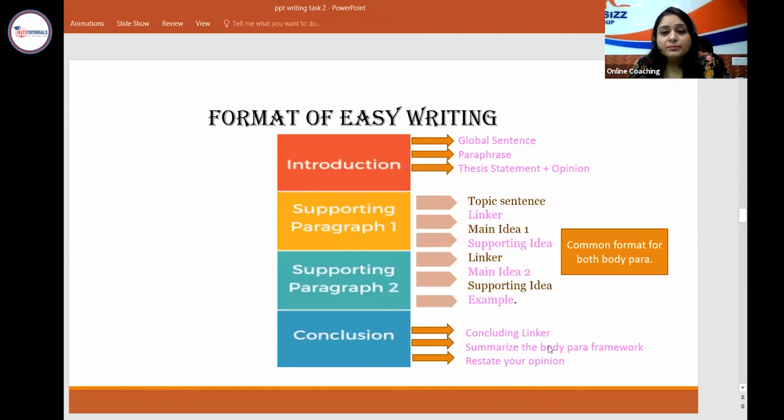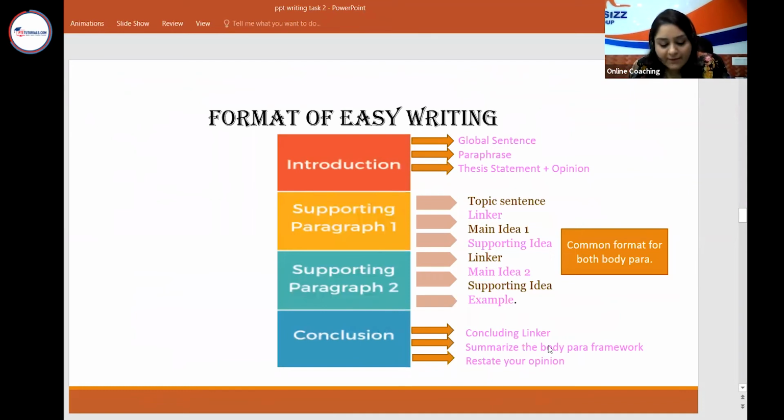Then conclusion. The conclusion format is a concluding linker. You have to start your conclusion with a concluding linker, like in conclusion, to conclude, to recapitulate, agglomerate. So yeah, these are the various linkers. Do not use cliche linkers like in a nutshell, to sum up. Please don't write those. The examiner will not feel so happy after looking at these words. And simply you can write in conclusion, to conclude, and then summarize the body para framework.